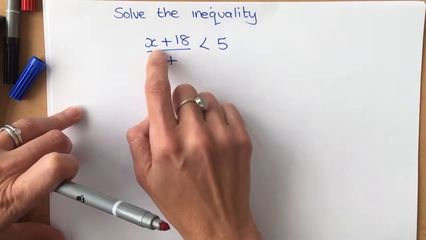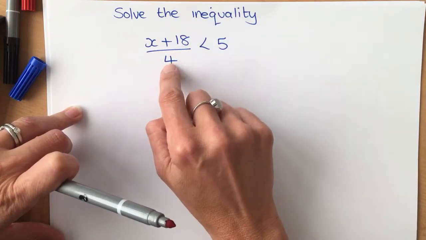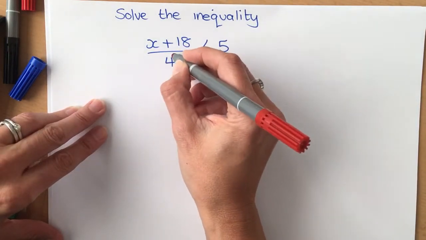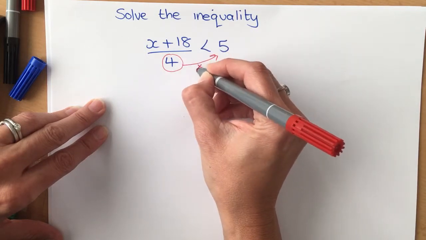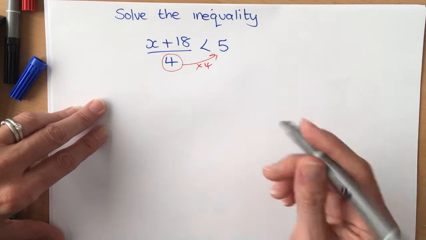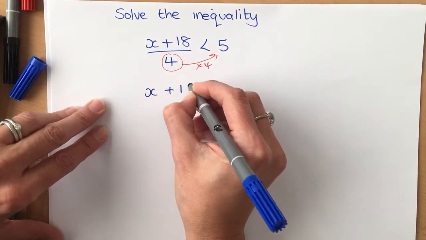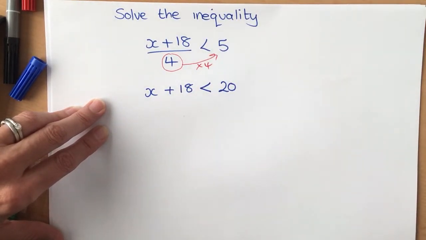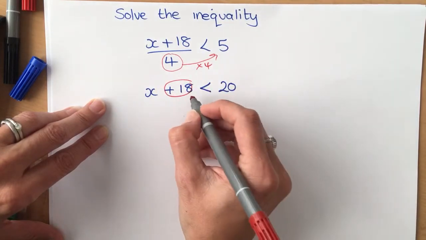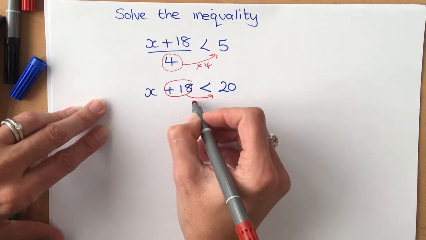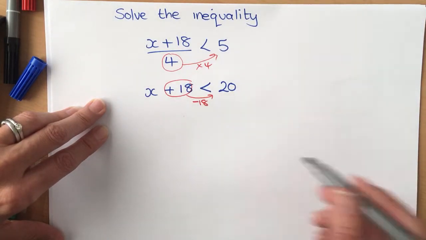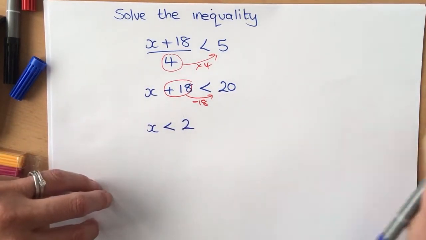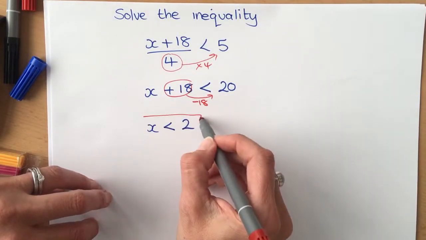Now because the x plus 18 is all being divided by the 4, we have to move the 4 first. So we are dividing by 4, so to move the 4 we must multiply it across. So that becomes x plus 18 is less than 20. 5 times 4, 20. Okay, then we are going to move the plus 18. Now to move a positive 18 we must subtract it from both sides. So we have x is less than 2. Okay, and that is my solution to the inequality.